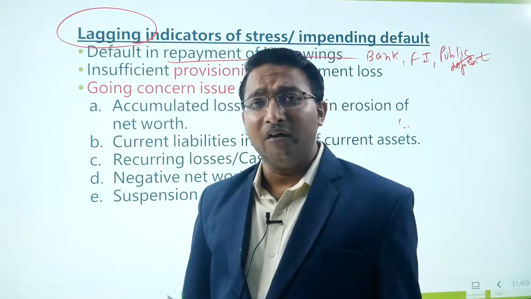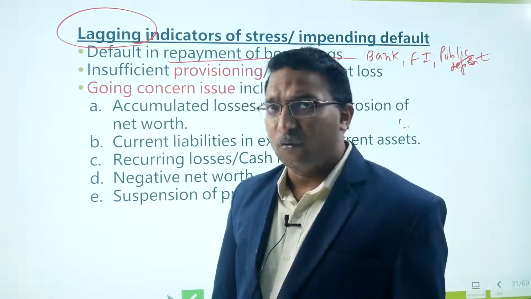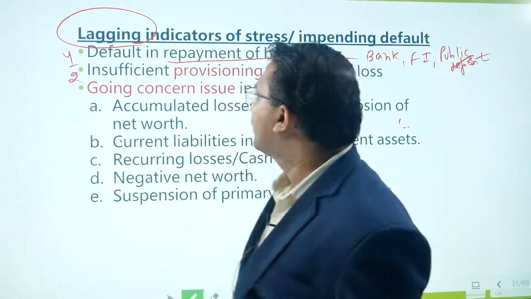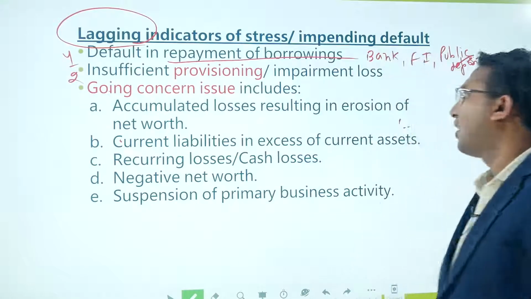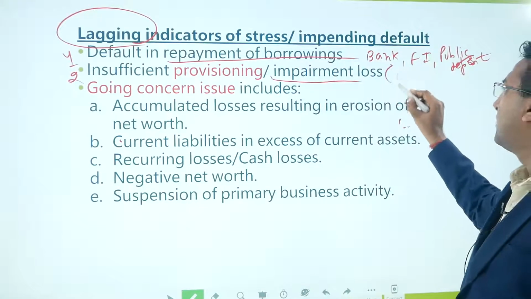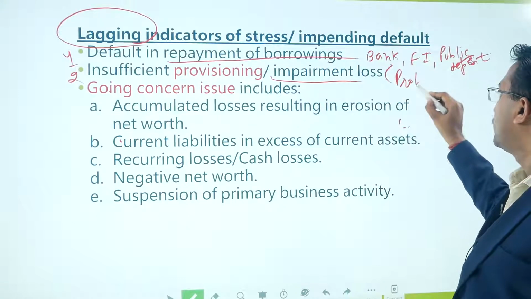Whether the company is following the systematic procedure or not, all that needs to be seen. Second, insufficient provisioning or impairment loss.